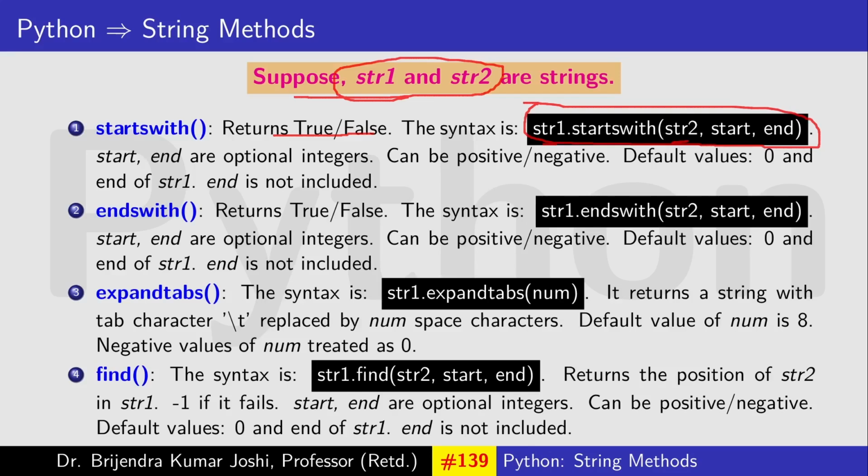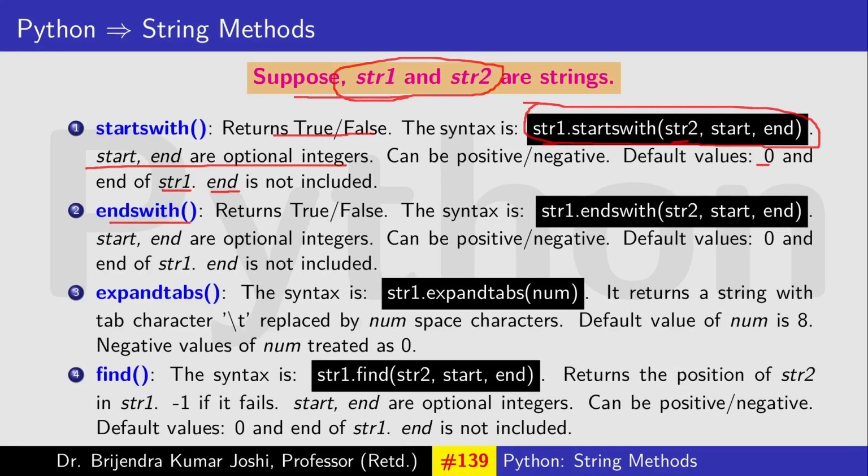And start and end, these two are optional integers and they can be negative as well. Now if you don't supply start and end, their default values are 0 and the end of str1 respectively. But remember, the number end is not included. It means from 0 up to, but not including, end. So it returns either true or false.